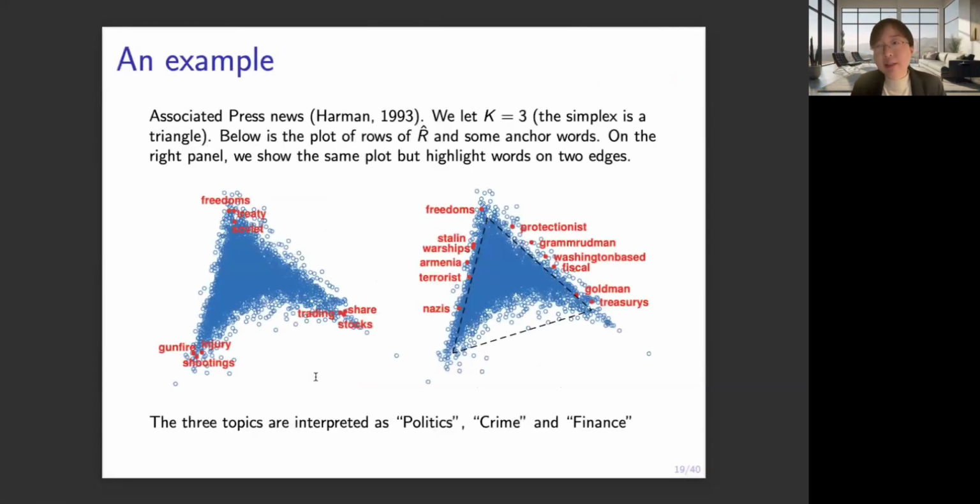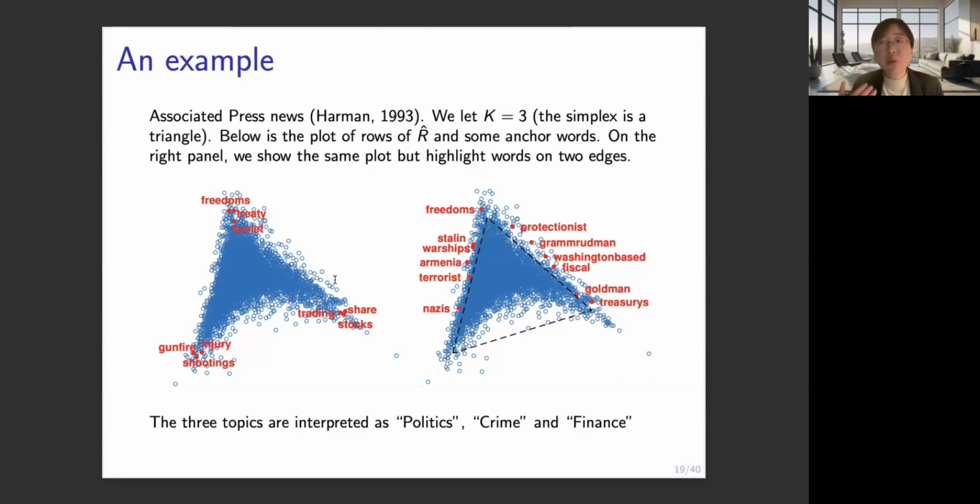Okay, now how does this method work? I want to show you the performance from both the real data analysis and the theoretical properties, and the simulation examples are in the paper. This is a data set consisting of the Associated Press news in early 1990s. I pick k equals 3. Then I just do SVD together with the pre-SVD and post-SVD normalizations, and that's it. Then I get a two-dimensional embedding for each word.